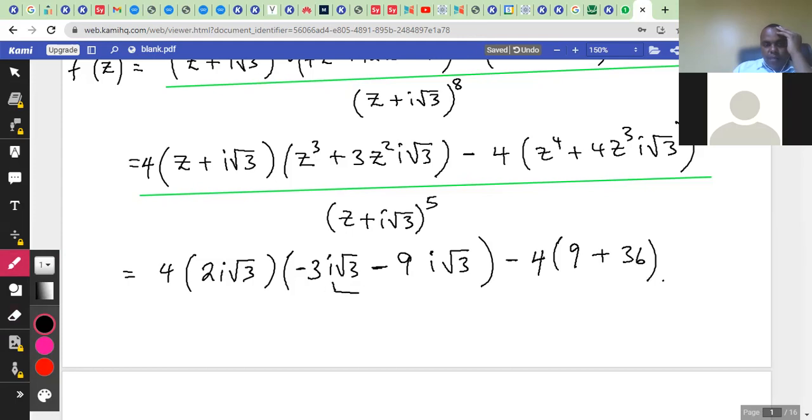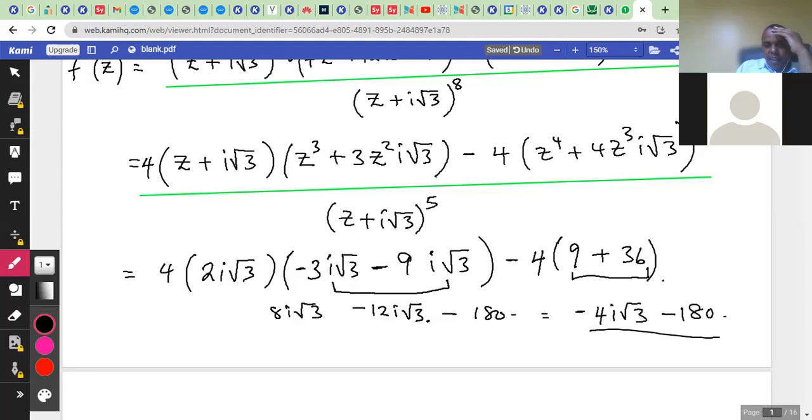Divided by... and then this part is minus 3 minus 9, minus 12, minus 12i root 3. And then this part is 8i root 3. 8i root 3 minus 12i root 3, minus, this is 9 plus 36, it's 45. 45 times 4, it's 180. So minus 180. So 8 minus 12 is minus 4i root 3, minus 180.